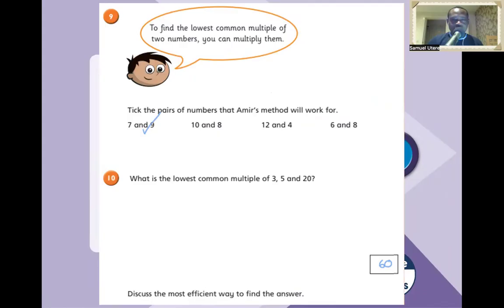All right. Here you ask the last one, what is the lowest common multiple of 3, 5, and 20? So you list the multiples of 3, you list the multiples of 5, you list the multiples of 20, and then you find the lowest number that is common to all of them. Okay.